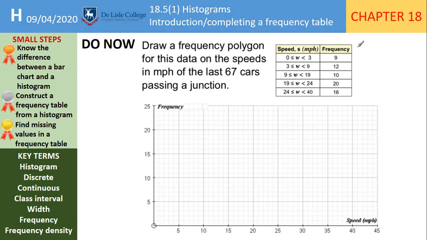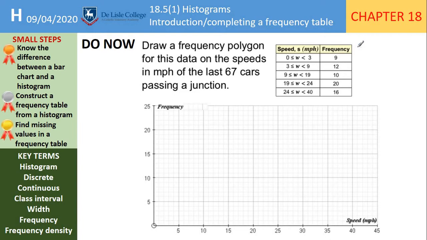The do now question asks you to draw a frequency polygon for this data on the speeds in miles per hour of the last 67 cars passing a junction. This is the work that we completed before the Easter break. If you print out the worksheet titled 18.5 (number 1) that's in the shared folder with all of this week's work, then you'll be able to have a go at the do now task and all of the do questions within this video recording or PowerPoint.